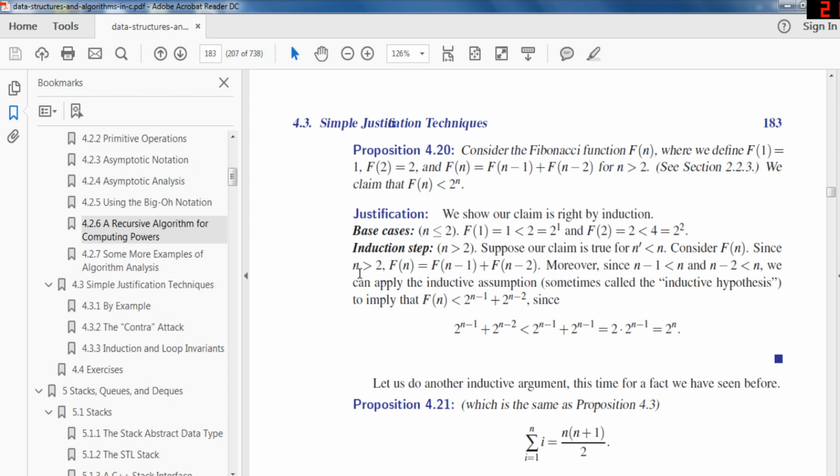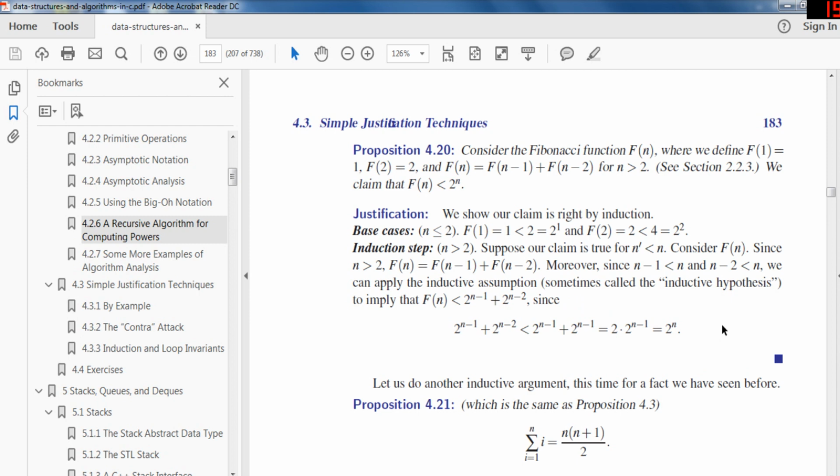Now, suppose our claim is true for n prime, which is less than n. So for the next numbers, that's basically what it's saying. Suppose it's true for the next numbers, right? So since n is greater than 2, we get f of n is equal to f of n minus 1 plus f of n minus 2, right? Since n minus 1 is less than n, and n minus 2 is less than n, we can apply the inductive assumption, called the inductive hypothesis, to imply that f of n is less than 2 to the n minus 1 plus 2 to the n minus 2, okay?